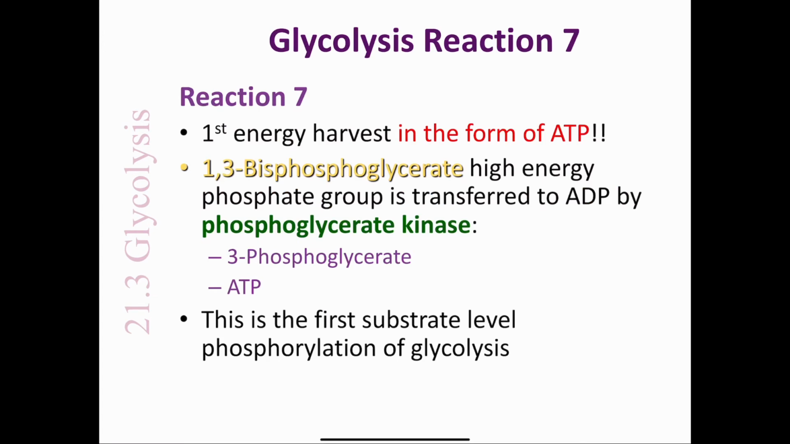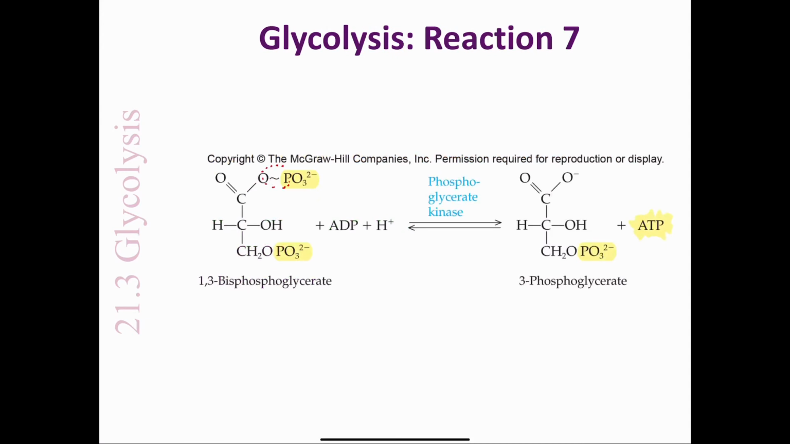In reaction 7, energy is harvested in the form of ATP. The enzyme phosphoglycerate kinase catalyzes the transfer of the phosphoryl group of 1,3-bisphosphoglycerate to ADP. This is the first substrate-level phosphorylation of glycolysis, and it produces ATP and 3-phosphoglycerate. It is a coupled reaction in which the high-energy bond is hydrolyzed and the energy released is used to drive the synthesis of ATP. Here we see the high-energy phosphoanhydride bond, which is used to phosphorylate, or add a phosphoryl group, to adenosine diphosphate and produce ATP.